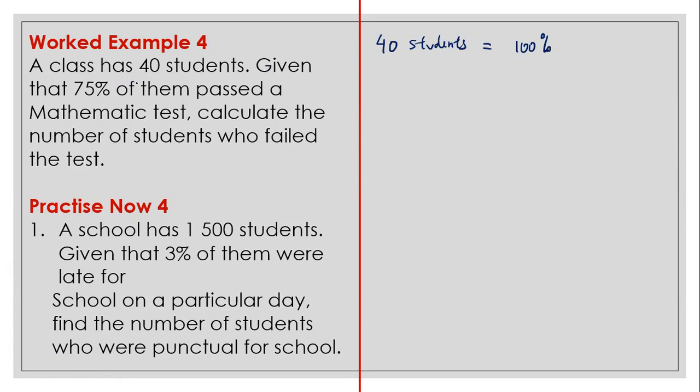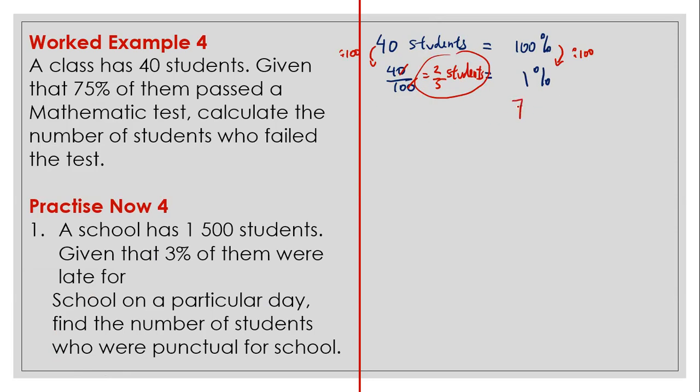75% of them passed a mathematics test. So I want to find 1% first. Simply, right? So 1%, how many students? So 40 divided by 100. If you have a question like this, why do you have to divide by 100? Because of this. Make sure you know about this. 100% to 1% is divided by 100. So 40, do the same. Divide by 100 also. So 40 over 100 or 4 over 10 or 2 over 5 students. It's illogical. We have 2 over 5 students, but again, the question is asking for 75.